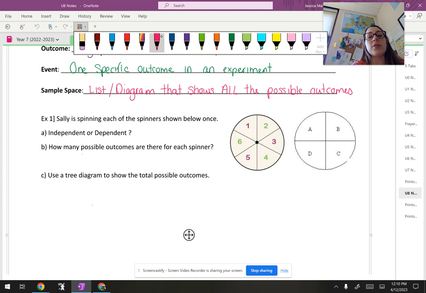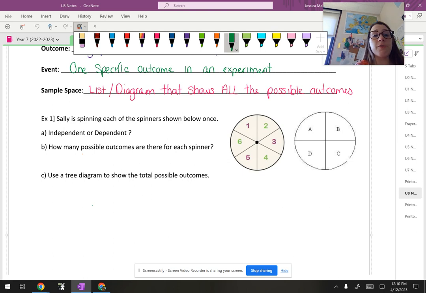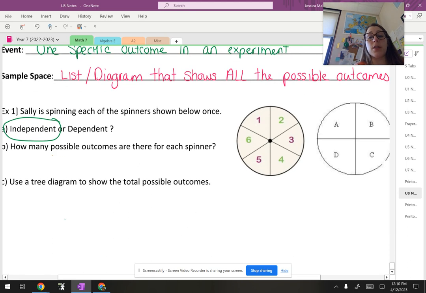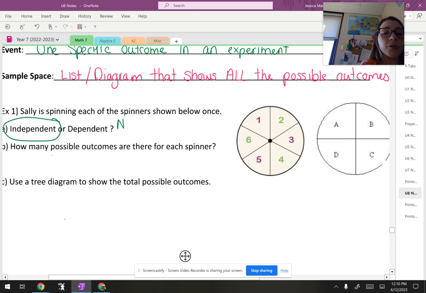So previously, we talked about independent events being things that don't have an impact or an effect on each other. Dependent being they do affect each other. This is definitely an independent event because what happens when you spin the first spinner has no effect or impact on the second spinner.